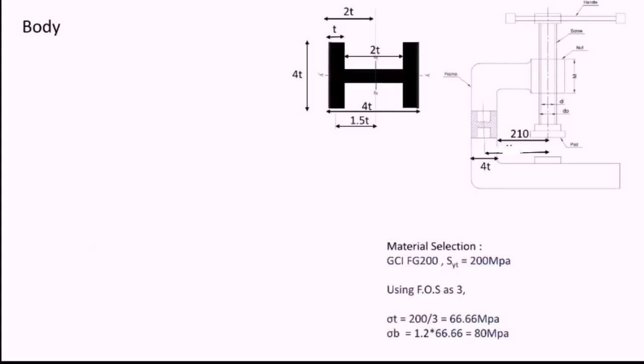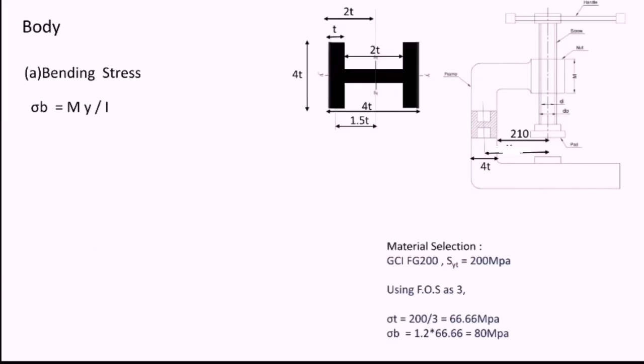Starting from the bending stress, we have sigma b is equal to M into y by I. M is force multiplied by distance. The distance from the center of the screw to the center of the section will be 210 plus 2t as seen from the diagram. Y is the distance from the center line of the section to the outermost fiber of the section, so it will be again 2t.